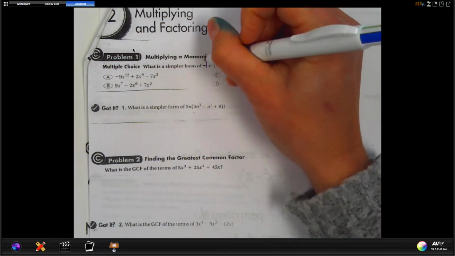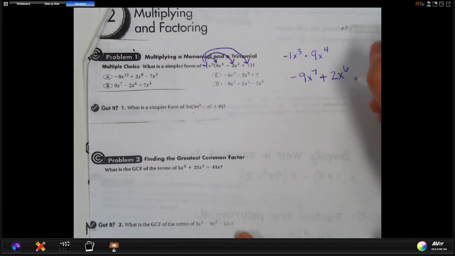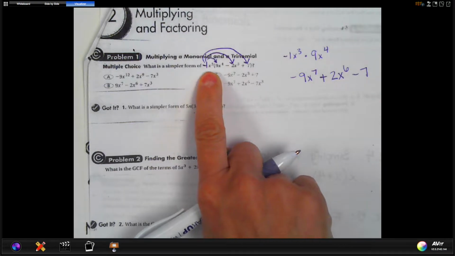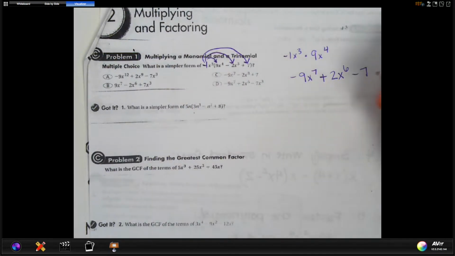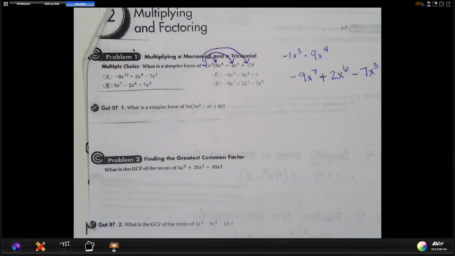And then last but not least, negative 1x to the 3rd times just 7. There's no x's on there, right? So we just multiply the negative 1 and the 7, the base numbers, to get negative 7. And then that x to the 3rd doesn't have anything to add to it, but that's okay. You just put it back on, x to the 3rd. So what would be our correct answer choice here? D.